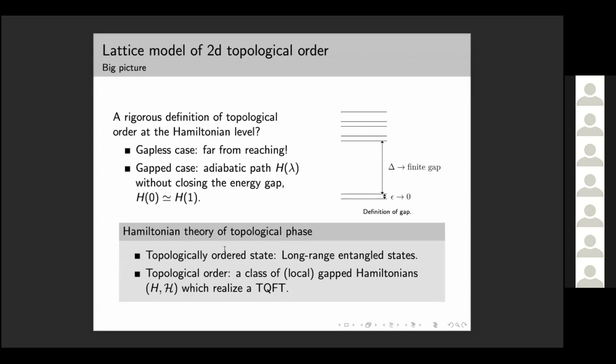With this definition, we can have a Hamiltonian theory of the topological phase. The topological phase at the Hamiltonian level is just a class of local gapped Hamiltonians. Gapped I have introduced already, and local means that the Hamiltonian is a sum over local terms, which only act on a local region of a given spatial manifold. This class of Hamiltonians realizes some TQFT. For the ground state, there is also a typical property: the topologically ordered phase usually has a long-range entangled ground state.